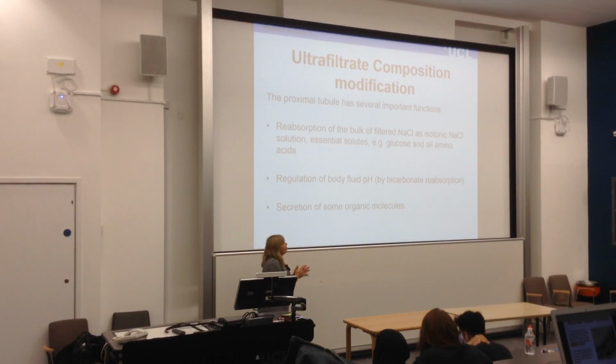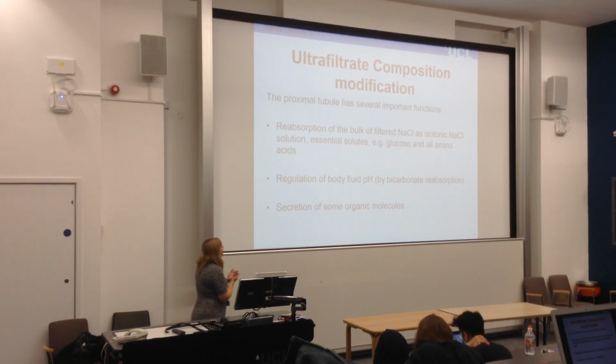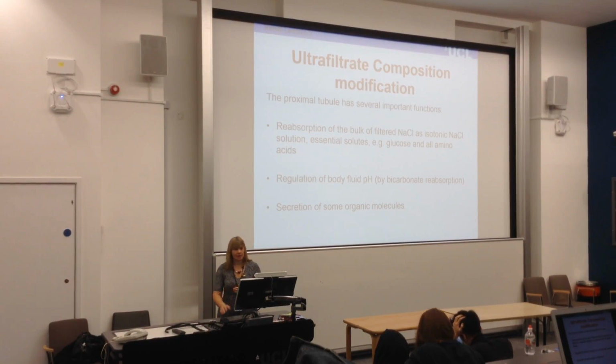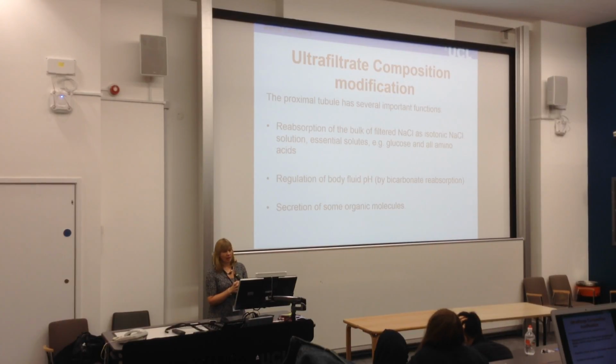We have to modify the ultrafiltrate composition that's been generated, and that's where the function of the proximal convoluted tubule comes in. It plays a number of important functions. This is where the bulk of the sodium chloride is reabsorbed, and as I said, it's reabsorbed as an isotonic sodium chloride solution. It's also where you reabsorb the essential solutes such as glucose and amino acids. It's one of the points where we can regulate our body fluid pH, particularly by bicarbonate reabsorption. Hydrogen ions play a role, and I'll show you how the mechanism evolves. And this is where we secrete a number of different organic molecules as well, again in terms of removing waste products.